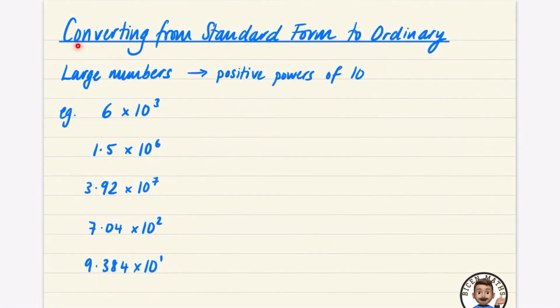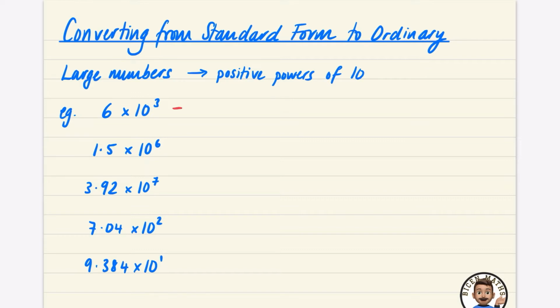Okay, so in this video, we're going to convert from standard form to ordinary numbers. And I'm going to begin by doing some examples with large numbers. Now, large numbers have got positive powers of 10. So I'm going to do the first few, just using the maths that's going on behind this.